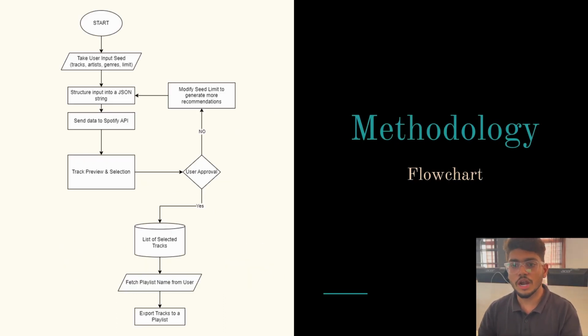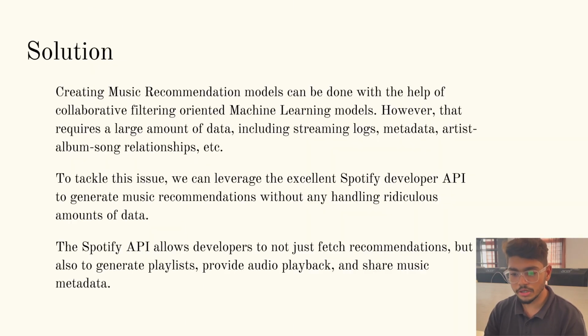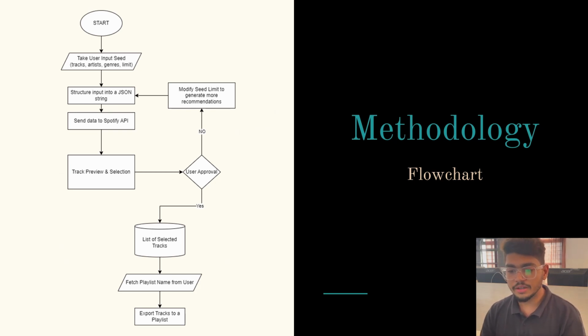So first we start and take input from the user, which is basically the track, artist and genre and its limit, and then we put the structure into a JSON string and send the data to the Spotify API. After that we do the track preview and selection, and then we take approval from the user on whether the track is right or not. If the track is right, then the list of selected tracks appears, and it is basically fetched by the Spotify API.